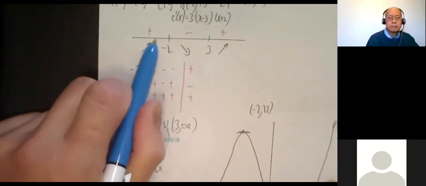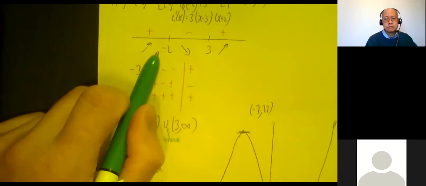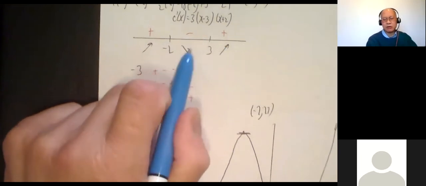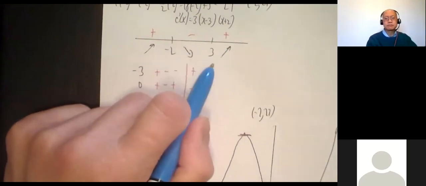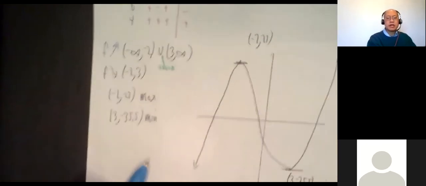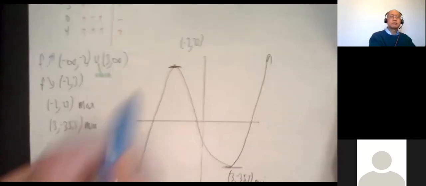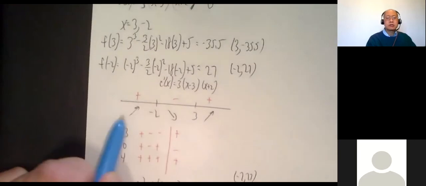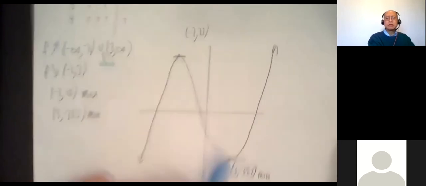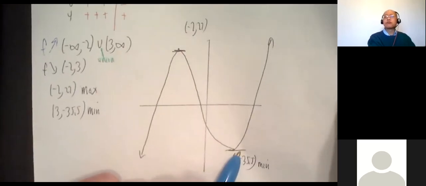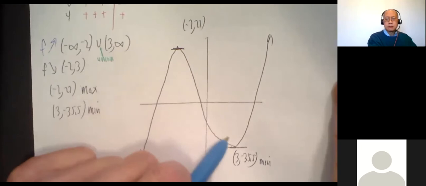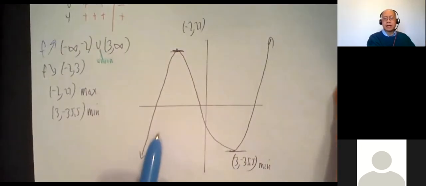Okay, roller coaster goes up, then down: maximum. Roller coaster goes down, then up. I say roller coaster, it can be walking or riding or driving. Minimum. So -2, 27 is a maximum. 3, -35.5, minimum. So here's the graph. It goes up, down, up. So here's my maximum, here's my minimum. The roller coaster ride goes like this: goes up, and you go down, and you go up, right? And we've seen rides like that, right?